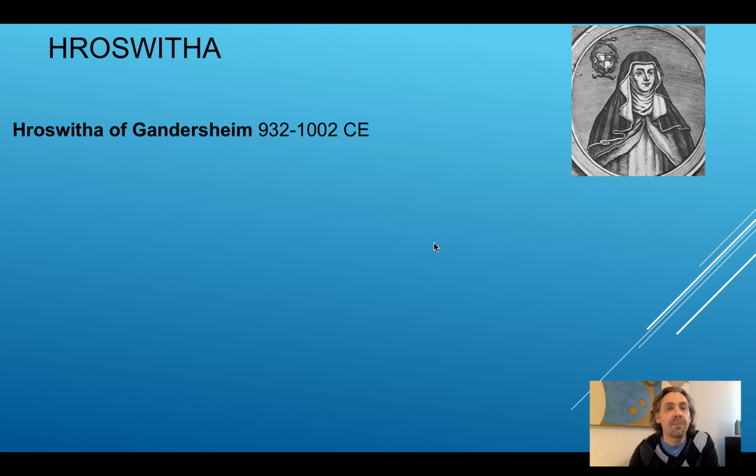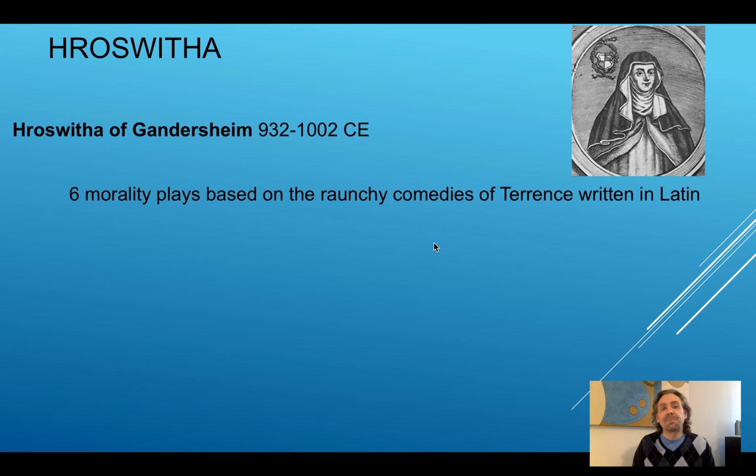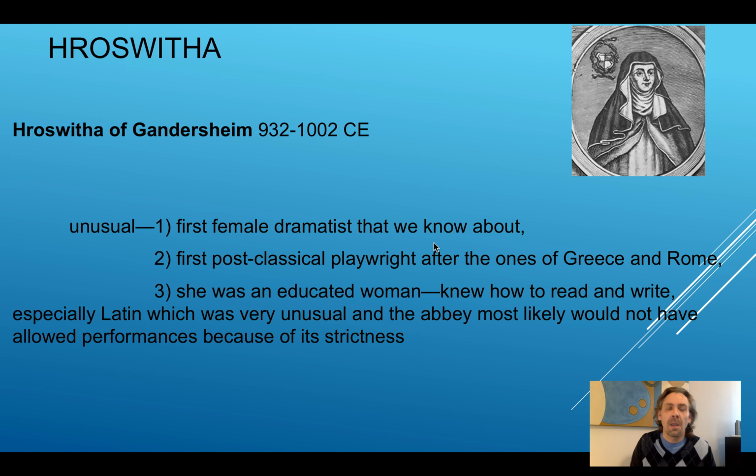Hrosvitha of Gandersheim then lived about 932 to 1002 Common Era. And Hrosvitha is a nun of the Benedictine Abbey. Hrosvitha wrote 6 morality plays based on the raunchy comedies of Terence that were written in Latin. What's unusual about Hrosvitha is she is considered to be the first female dramatist that we know about. And looking at the time period, you should note she's writing approximately 500 years after plays in Rome have been banned.